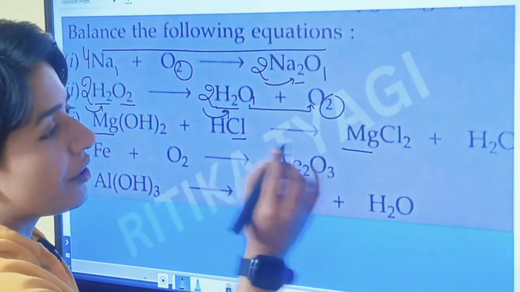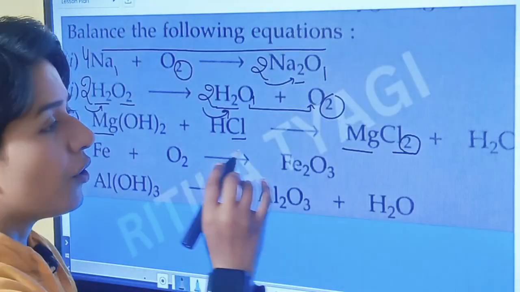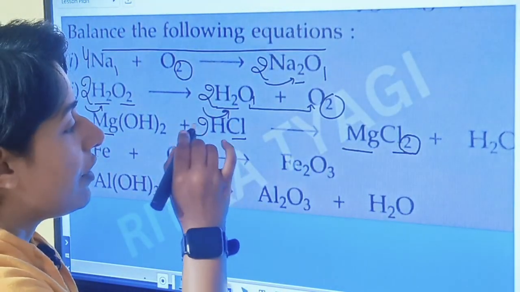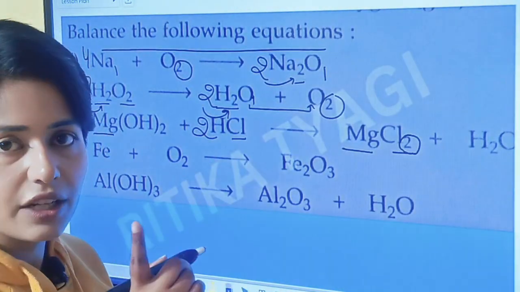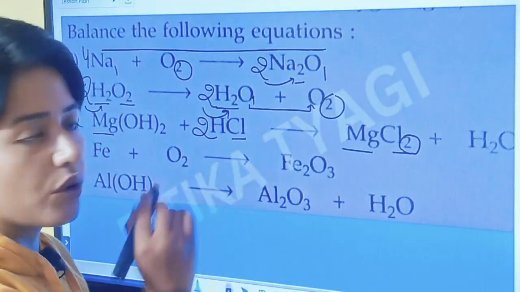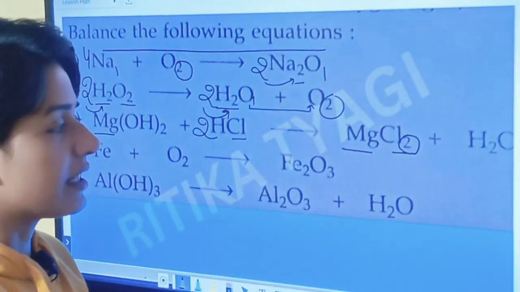Magnesium atom is 1 on the product side. Chlorine atoms are 1 on the reactant side but 2 on the product side. So first we have to balance these chlorine atoms. Here we have to multiply by 2 on the reactant side because the reactant side has only 1 chlorine atom whereas the product has 2 chlorine atoms. Now we get 2 chlorine atoms on both sides. Magnesium 1 and 1 is already balanced.